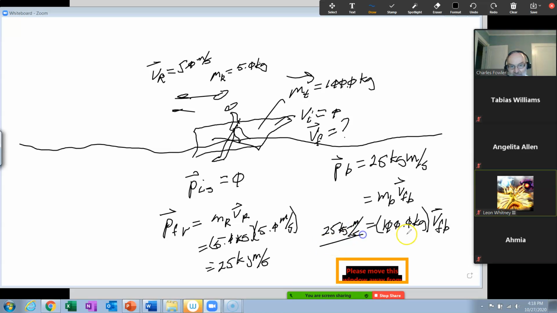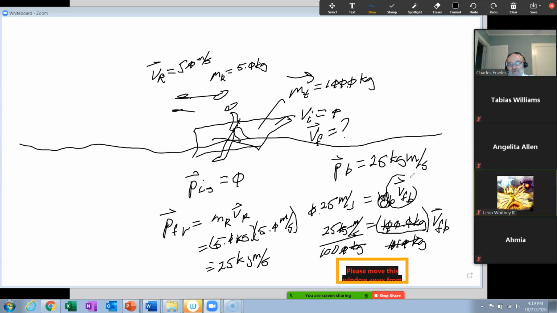Okay, so we'll divide both sides by 100 kilograms. Keep up with your units here. We'll divide this by 100 kilograms also. So everything here goes out except V final, that's what we're looking for. Here only the kilograms go out, and this gives you 0.25 meters per second. So that is your final velocity of the boat, because we divided out the mass.